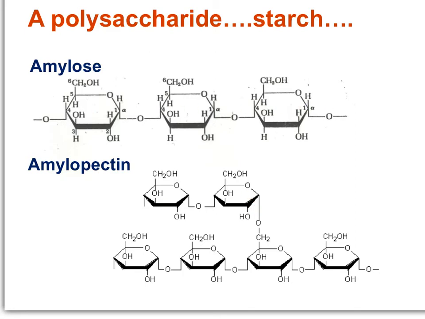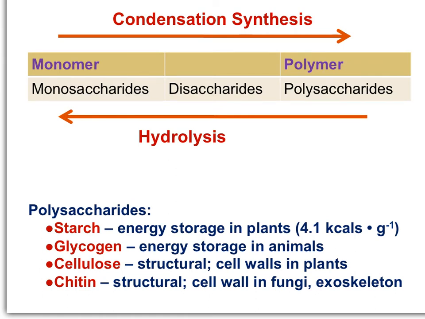Keep this in mind. To wrap up condensation synthesis and hydrolysis in carbohydrates, we would say that monosaccharides are joined by condensation synthesis to form polysaccharides, and that polysaccharides are broken down by hydrolysis into monosaccharides. Examples of polysaccharides include starch, energy storage in plants, glycogen, energy storage in animals, cellulose, which is structural, cell walls in plants, and chitin, which is also structural, cell wall in fungi, and the exoskeleton of insects and crustaceans.